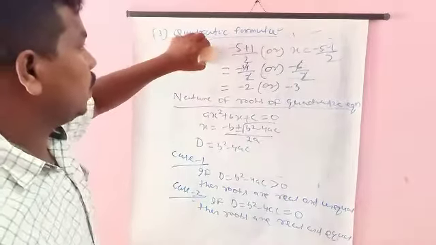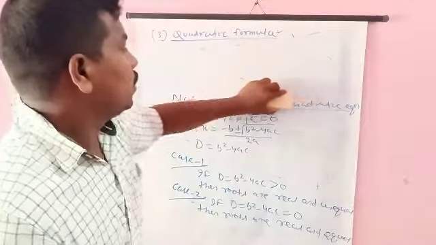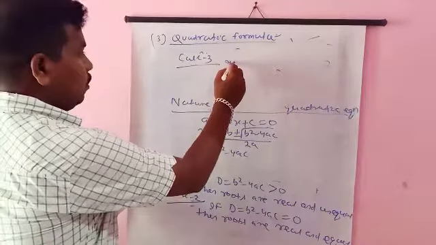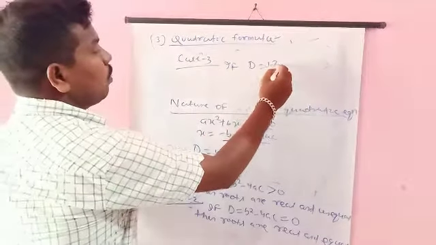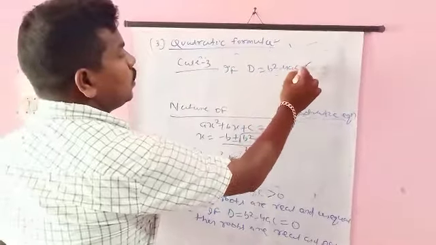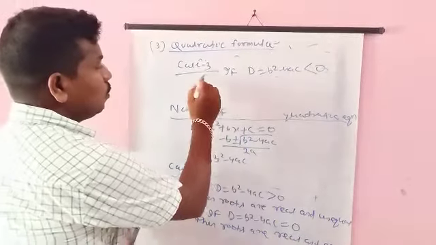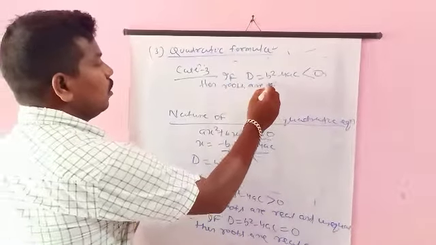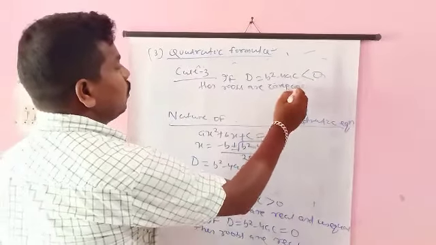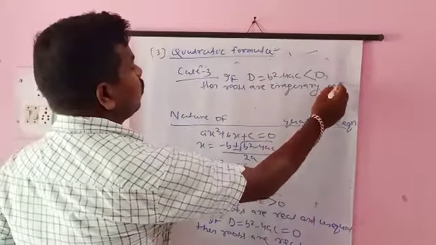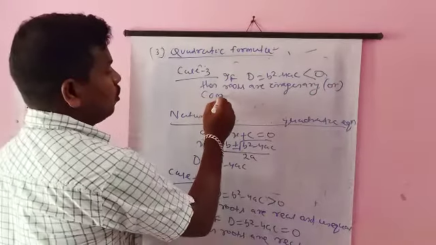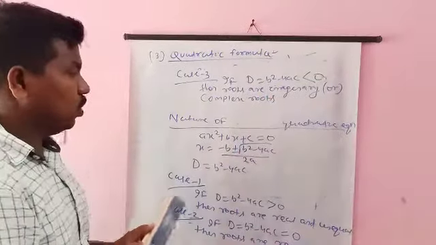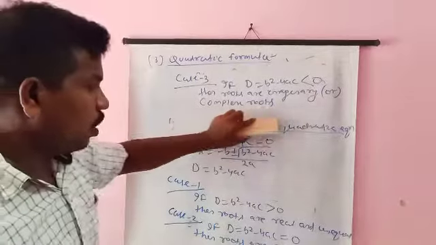Case 3 is if d equal to b square minus 4ac less than 0, then the roots are imaginary, or complex roots. Okay. So there are three natures of roots of the quadratic equation.